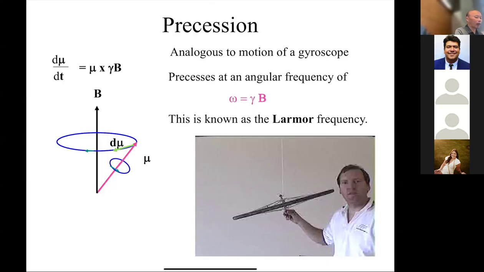The frequency at which they precess is what's called the Larmor frequency. Larmor frequency is given by omega equals gamma, the gyromagnetic ratio, times B, the magnetic field. So whatever the field is at that point in space, you multiply by gamma and you get your frequency. For example, in the Earth's field, you take half a Gauss, multiply by gamma, and you figure out your frequency.